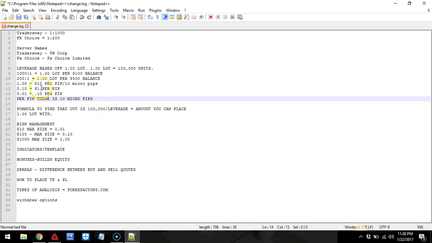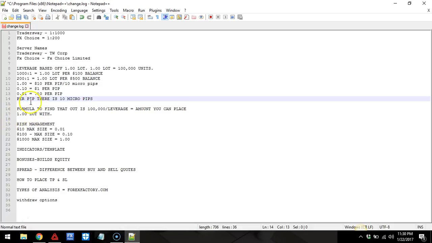And the formula to find out the leverage and how much you can actually place with a certain leverage is 100,000 units, which is one lot. All this is based off of one lot. It's 100,000 units divided by the leverage that the broker is giving you, which gives you the amount of money you will need in order to place one lot.